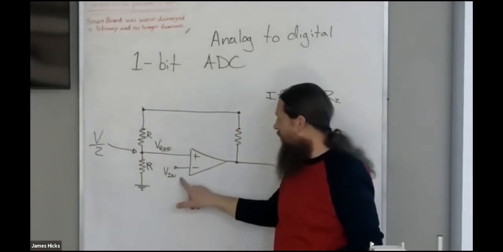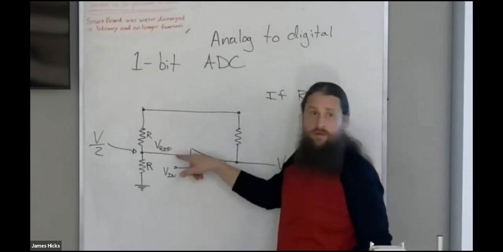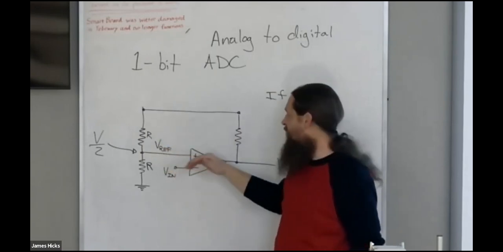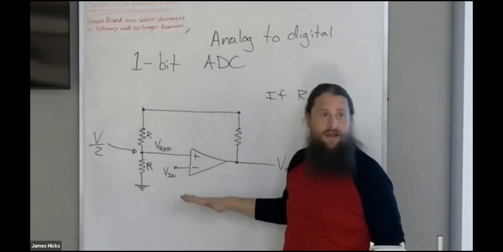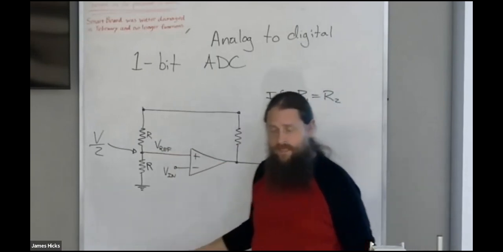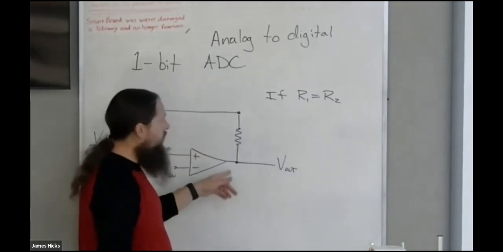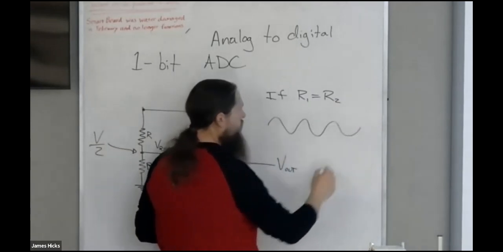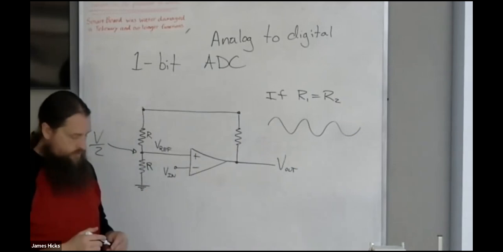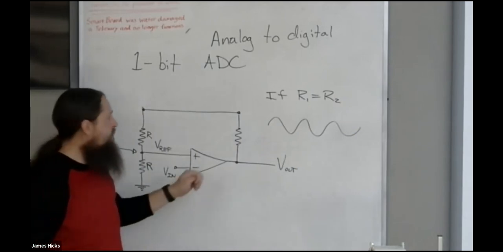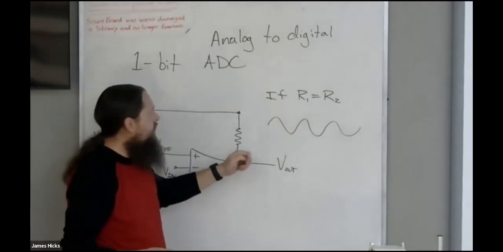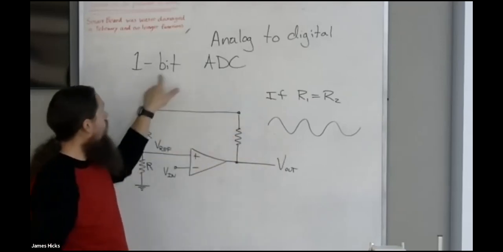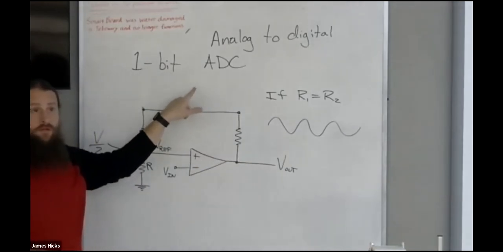So what we're doing is comparing my input signal to the halfway point. If it's higher than the halfway point, go positive. If it's lower than the halfway point, go negative. This is basically going to convert a sine wave into a square wave. A 1-bit analog to digital.